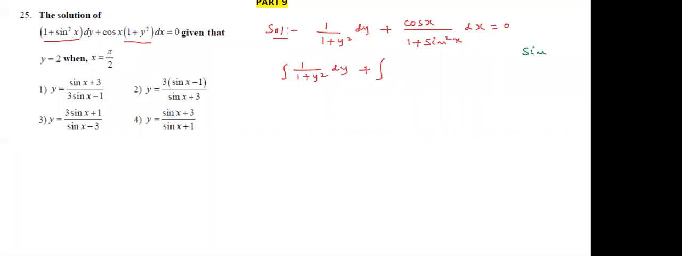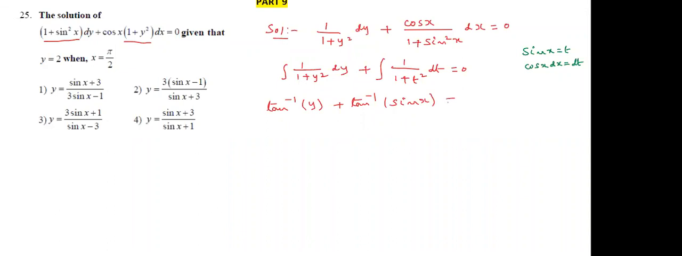If you have taken sin x is equal to t, then what happened? Cos x dx is equal to dt. So finally, we get like this. This is 1 by 1 plus t square dt, that is equal to 0. Apply the integration. Integration 1 by 1 plus y square, that is tan inverse of y, plus this is tan inverse of t. What is t, students? That is sin x. That is equal to some constant.